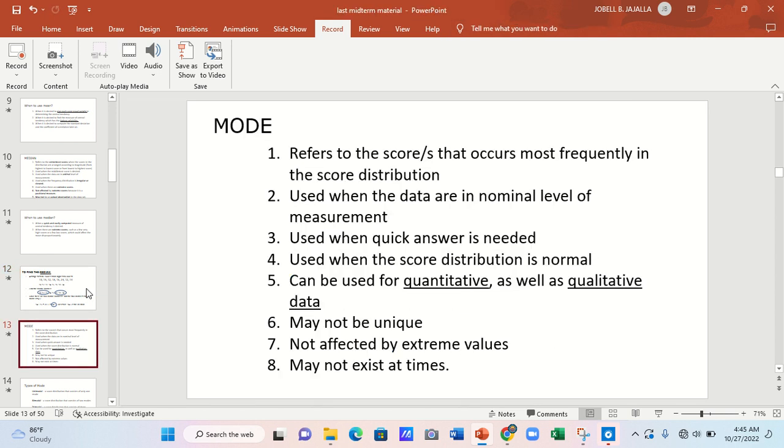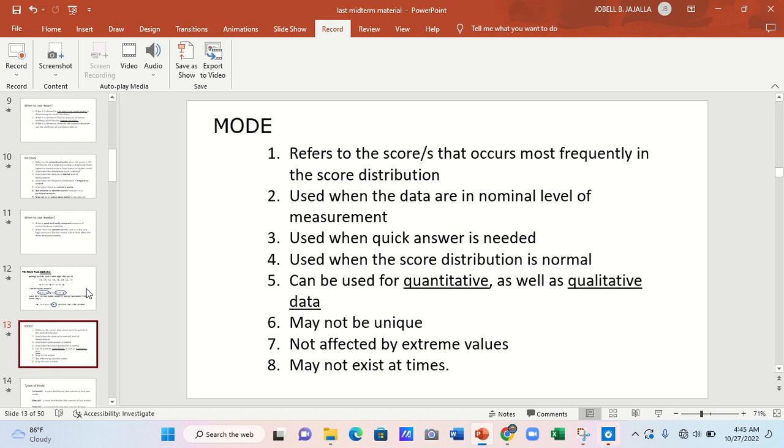Now, for number 3, we also have the mode, which refers to the score or scores that occur most frequently in the score distribution. This is used when the data are in the nominal level of measurement. And number 3, this is used when a quick answer is needed. If we are in a hurry, reporting scores, we just look at the most frequently occurring score.